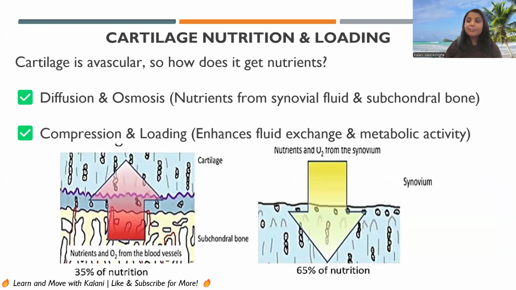Since the cartilage is avascular, it relies on two main processes for nutrition. One is diffusion and the other is osmosis. All of this occurs from the synovial fluid and the subchondral bone. Mechanical loading also plays a key role in delivering nutrients, as compression and decompression help fluid exchange within the cartilage tissue.